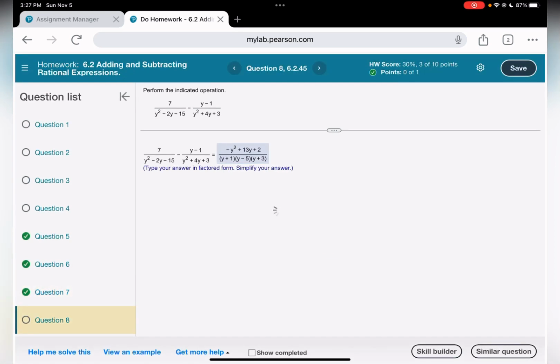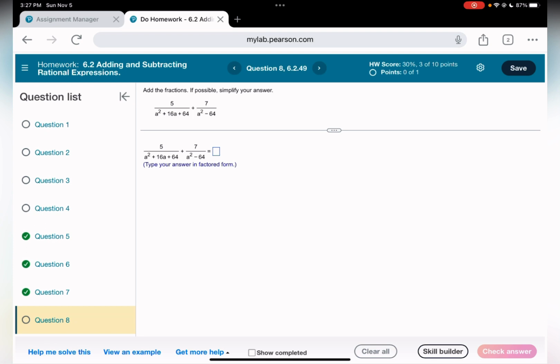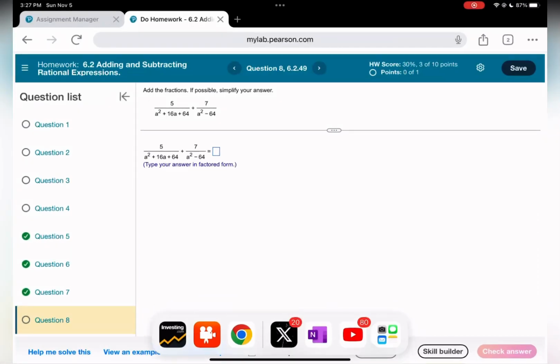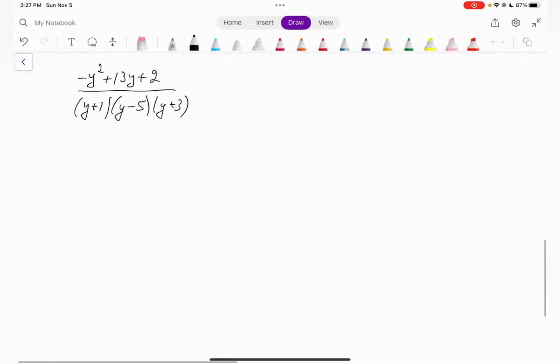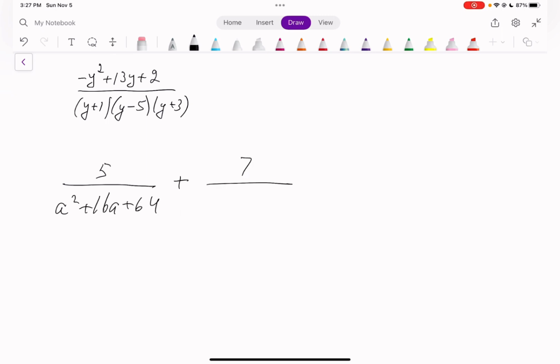Okay, question number 8. What do we have here with question number 8? Let me take the picture. All right. Next one. We have 5 over a squared plus 16a plus 64 plus 7 over a squared minus 64.